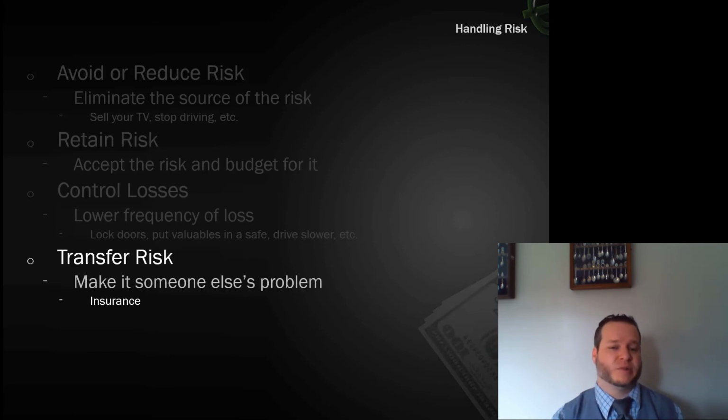You can make it someone else's problem. This is insurance, right? If I get in a car accident, my insurance company pays, not me. So the loss that I face by getting in a car accident is now the insurance company's risk. They're concerned about that. So I have transferred my risk to them. And that's why they charge me, right?